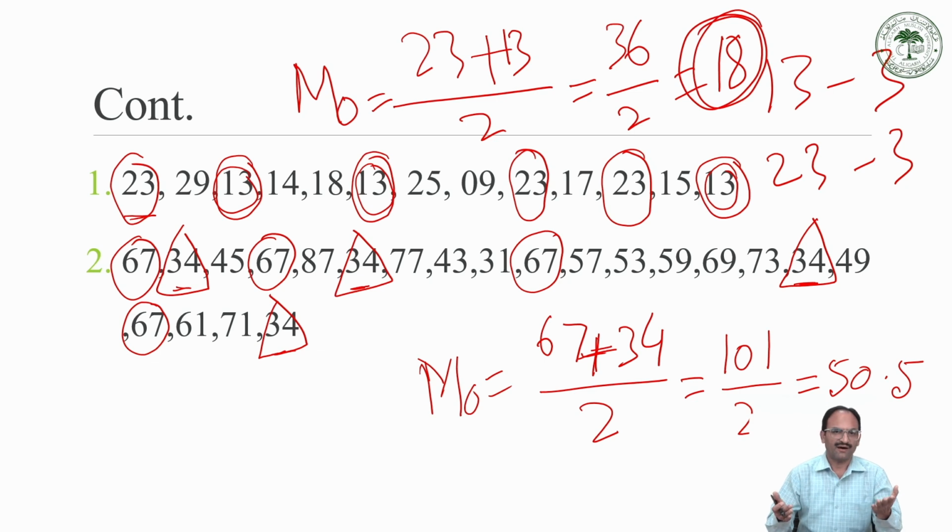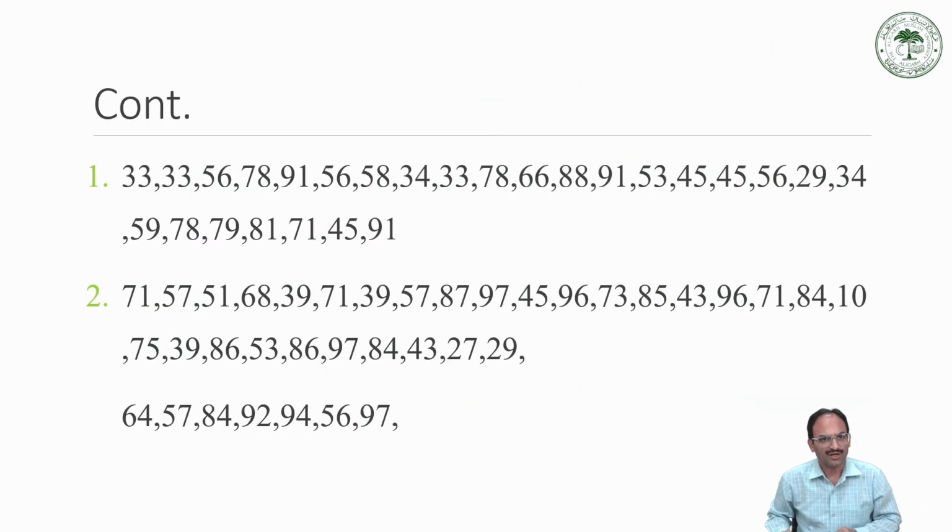So through these two examples, you can understand that they belong to a bimodal distribution. That is, both data sets have more than one mode, that is two modes. So we'll say that it is a bimodal distribution. Let's continue and do some more examples. In these two examples, the numbers are so many, numbers are more. So definitely it will be easy and better for you to calculate. So let me take this example.